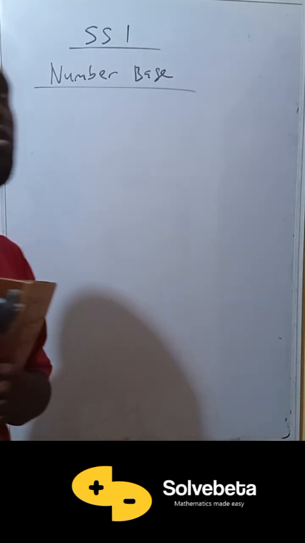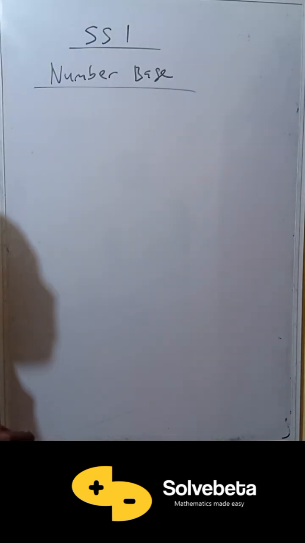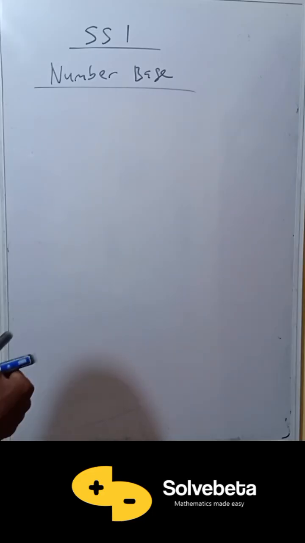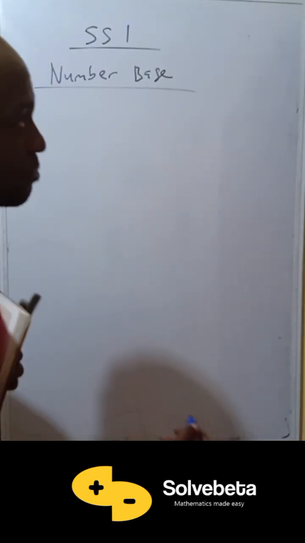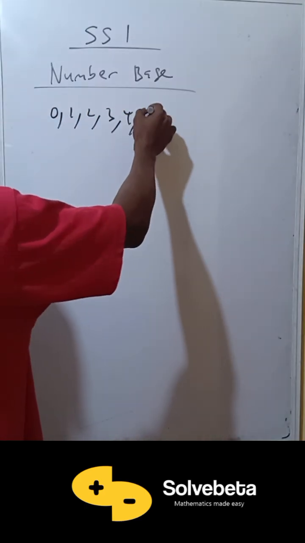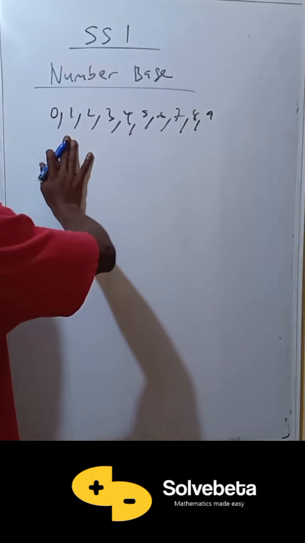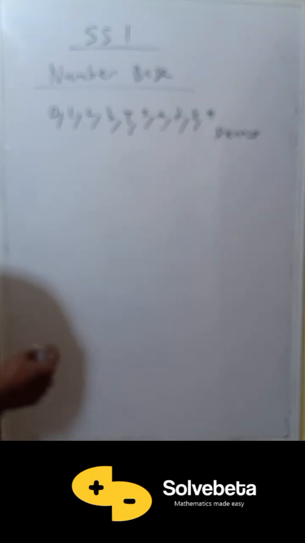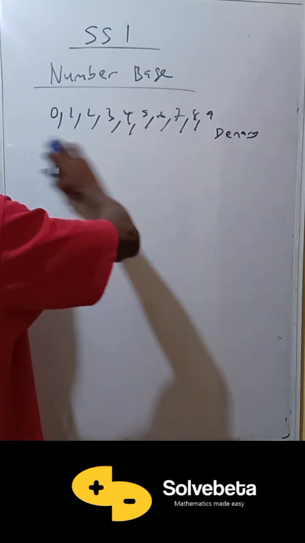In your junior secondary school, you did number base, but you were limited to base 10 and base 2. If you remember, in base 10 there are 10 numbers: 0, 1, 2, 3, 4, 5, 6, 7, 8, 9. These are the numbers in base 10, which is the denary system. Every other number in base 10 is gotten from these numbers.